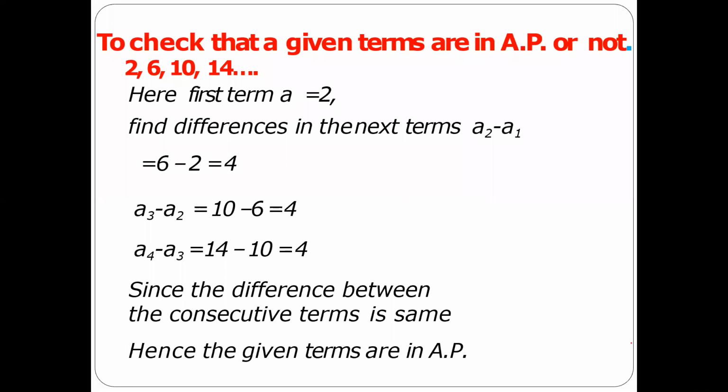Look here: 2, 6. The successive term is 6, the preceding term is 2. So 6 minus 2 is equal to 4. 6, 10: the successive term is 10, the preceding term is 6. So 10 minus 6 is also 4. 10, 14: the successive term is 14, the preceding term is 10. So 14 minus 10 is equal to 4. Since the difference between the consecutive terms is the same, all differences are the same. Hence the given terms are in AP.